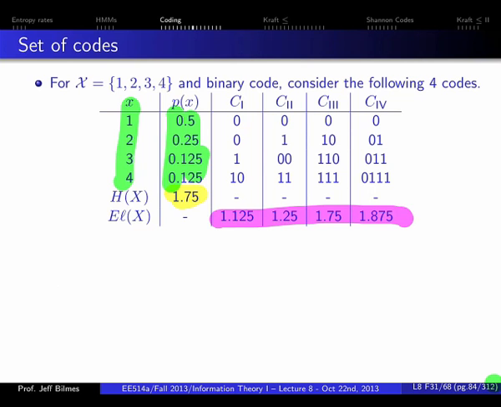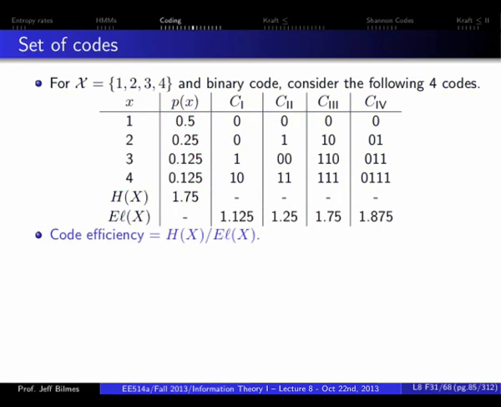Is that right? And there's a bug here. Oh, but you use the same symbol for. Yes, that's right. Okay, so it's not a bug. So the first code has an expected length that's lower than the entropy. But the problem is it's got a problem. Actually, we'll go through these. Let's just go through these in general. So the code efficiency is basically the entropy over the expected length.